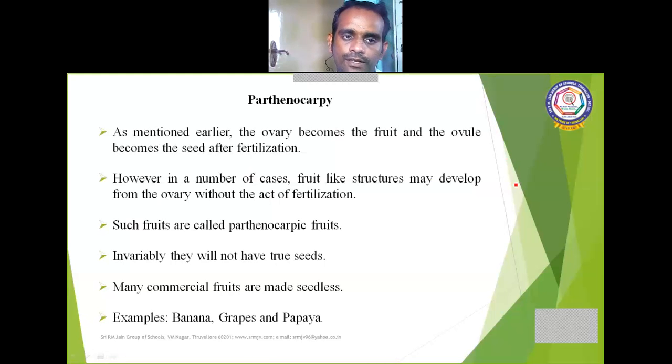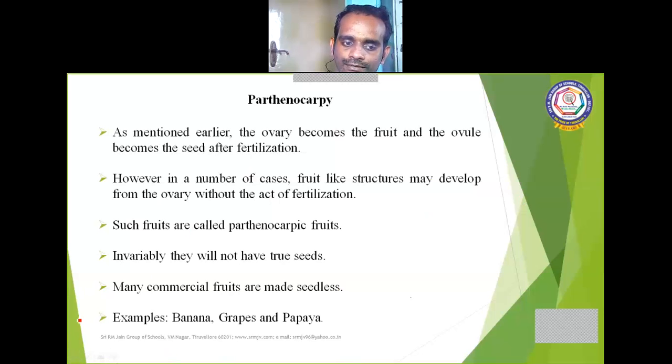parthenocarpy. As I mentioned earlier, you know very well, the ovary becomes the fruit and the ovule becomes the seed after fertilization. Once the fertilization is over, the ovary becomes the fruit and the ovule becomes the seed. In some cases, a fruit-like structure may develop without the act of fertilization. Such a process, such formation, is called parthenocarpy.